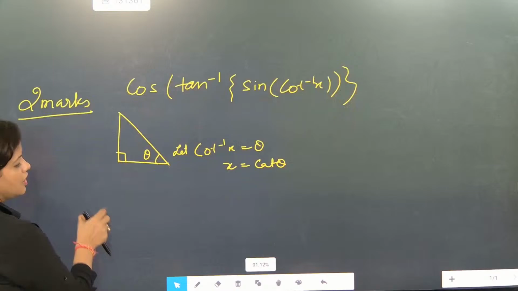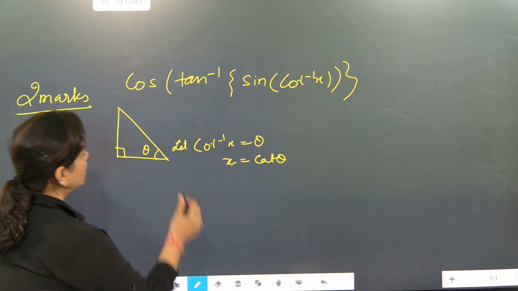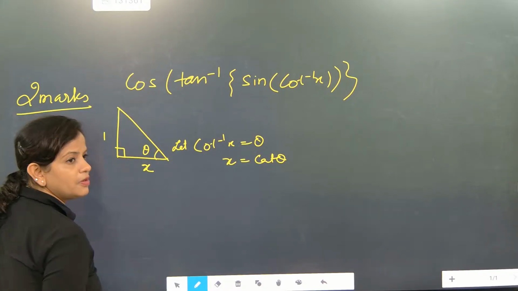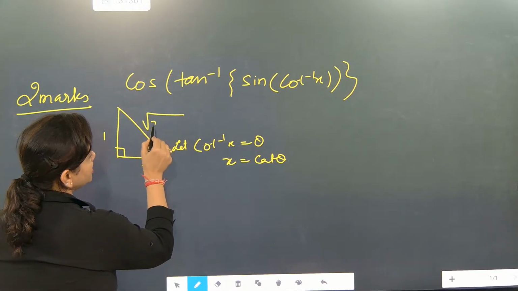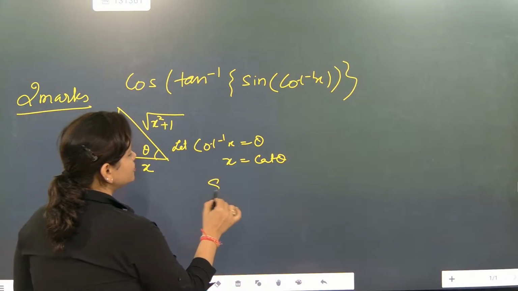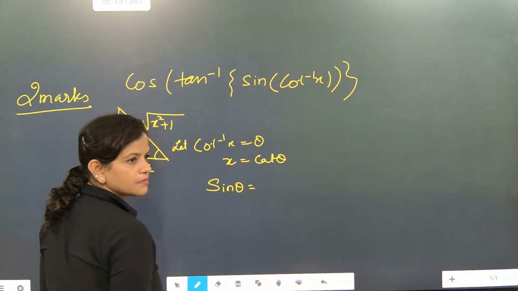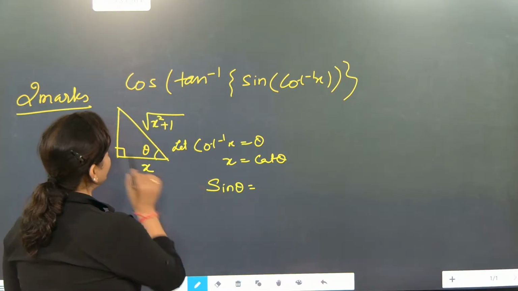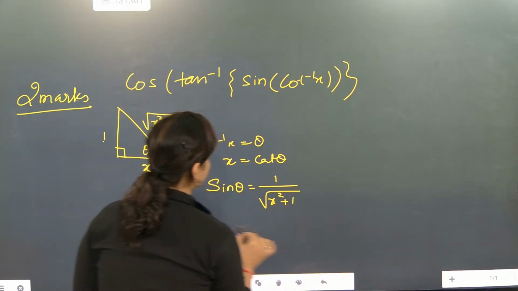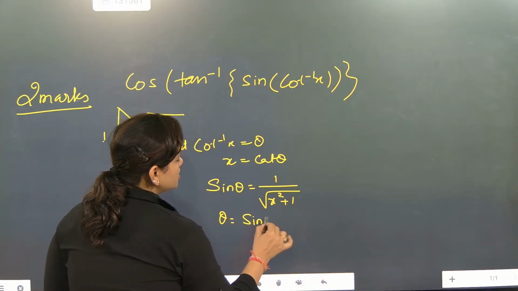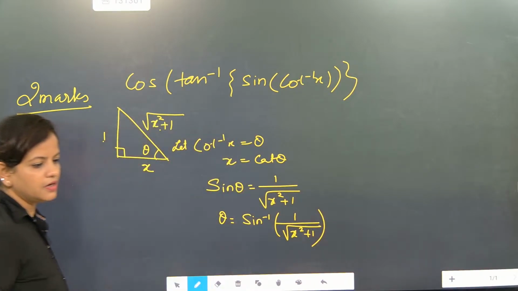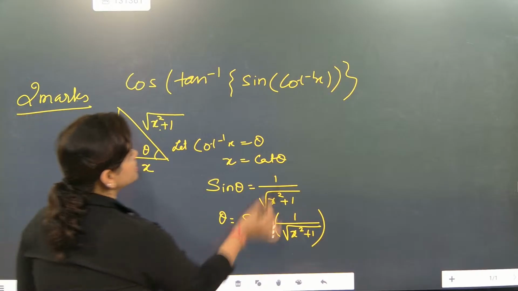Please remember this part. For 2 marks, you do not have to do much. Cot means base by perpendicular. So base will become x, perpendicular will become 1. So what will become the hypotenuse? Root of x square plus 1. Now what is the value of sine theta? Sine theta is perpendicular by hypotenuse, so it will become 1 by root under x square plus 1. So theta will be equal to sine inverse of 1 by root under x square plus 1. Done till here? Got it? Now we will substitute here.